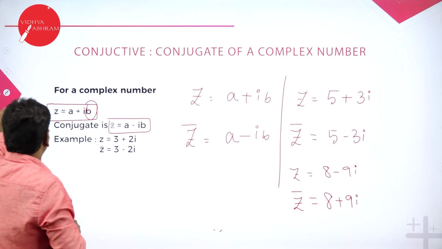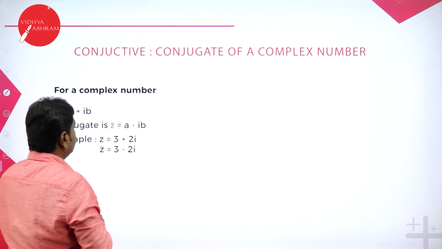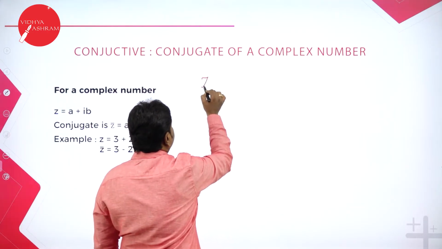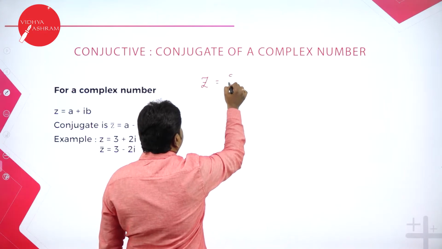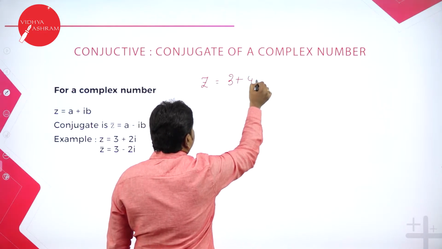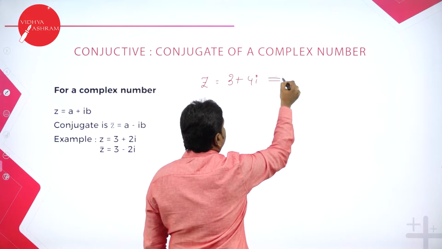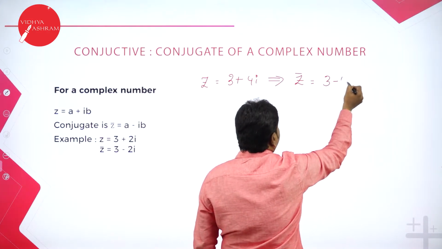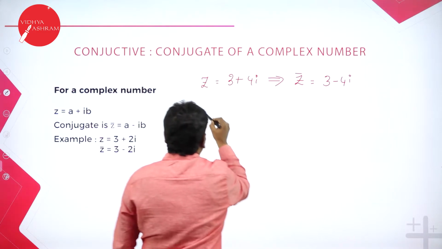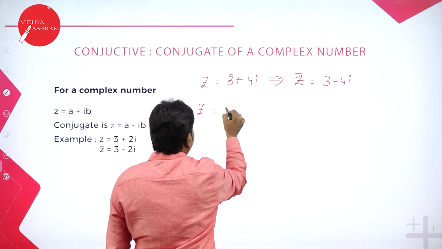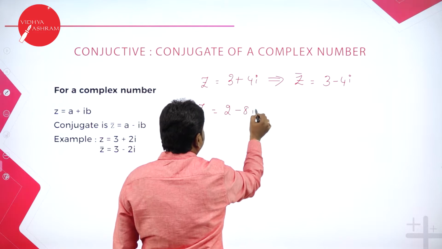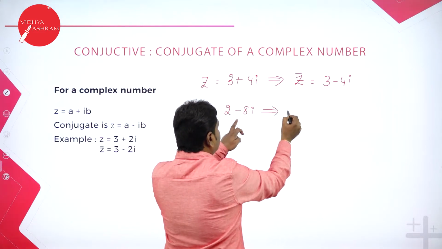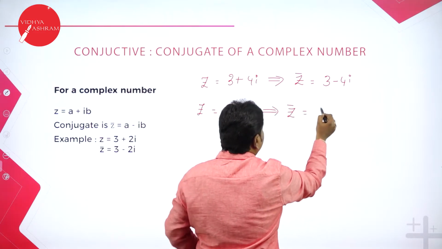Now we'll take some problems. So now if z is equal to 3 plus 4i, that implies what is z bar? Conjugate of z is z bar, that is 3 minus 4i. Suppose z is equal to 2 minus 8i. What is z bar? Here if it is minus i, z bar becomes what? 2 plus 8i.